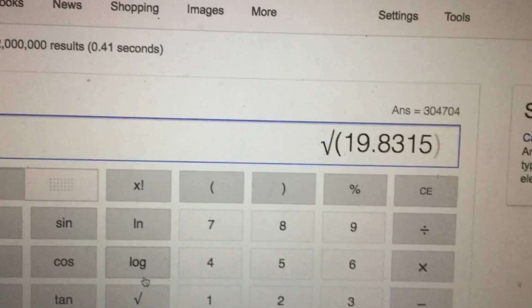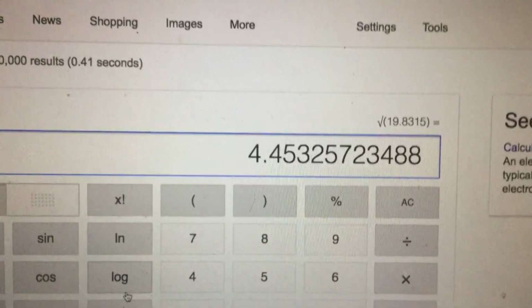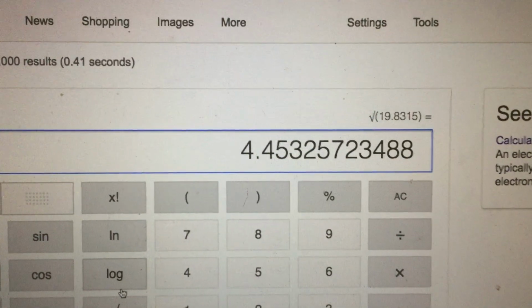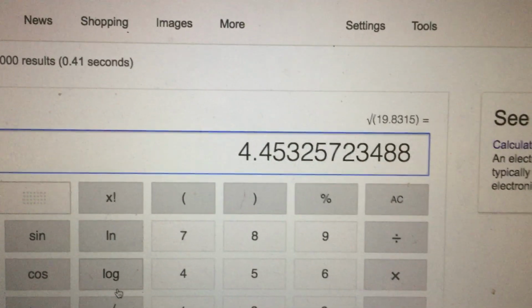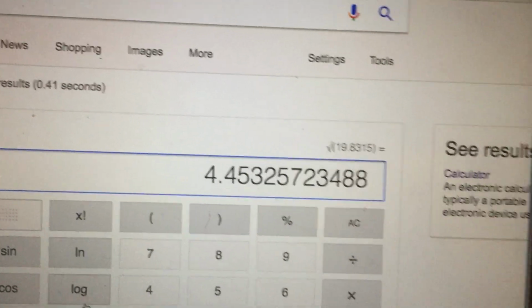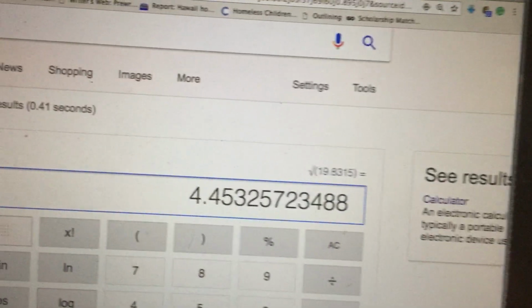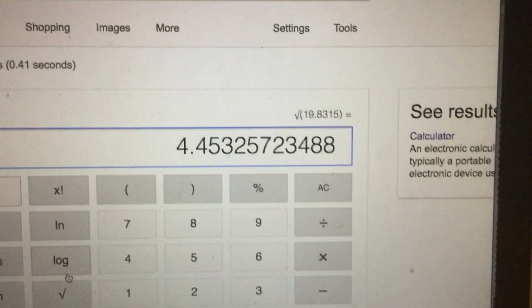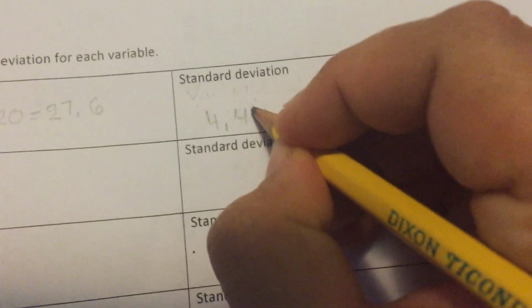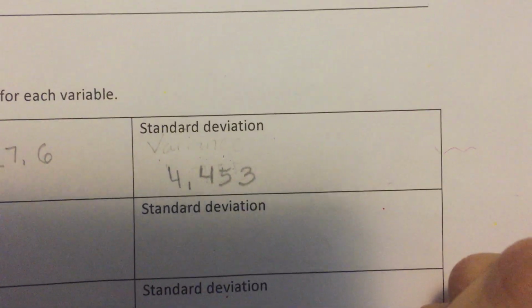19.8315 is what we wrote down, right? Okay, so the answer is 4.45. You can write the 3 too, but I'm just going to stop at the 3. 4.453. Okay, so let me get my paper. And I have to erase because I had the wrong thing. 4.453. That would be my standard deviation.